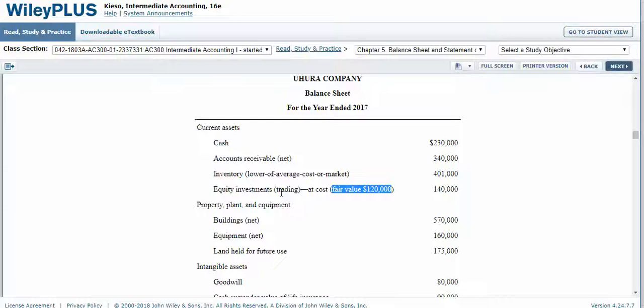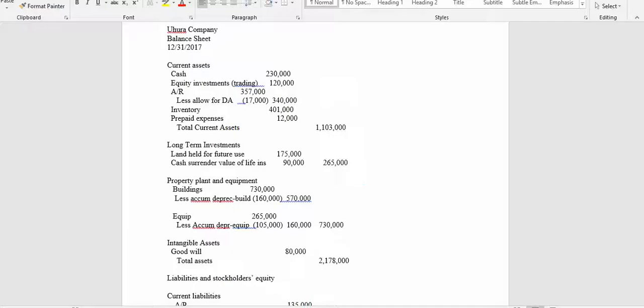Those, like I said, you could look on your phone and see what they're trading for right now. So getting the fair value of those is the way to go with GAAP in that situation. So we want to use the fair value, right? 120,000. So you'll notice that we did that. We changed it to 120,000.